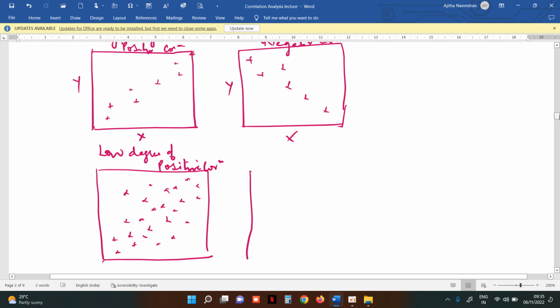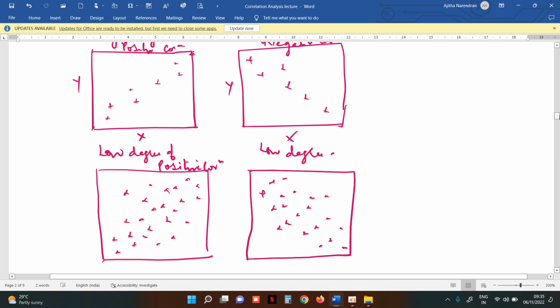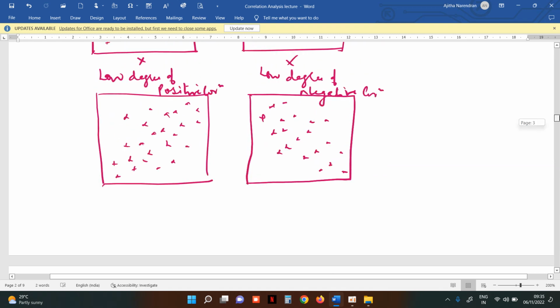Right? Likewise, here also you can see that it will be opposite. You have to put more dots, but the direction needs to be clear from where it is moving. It should show a negative direction, right? So it is also negative direction. You can see low degree of negative correlation.